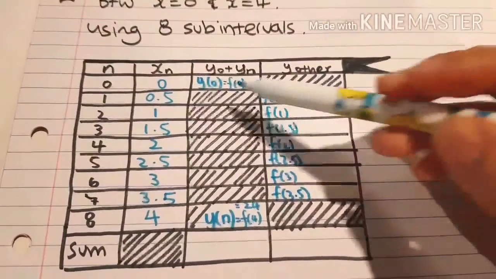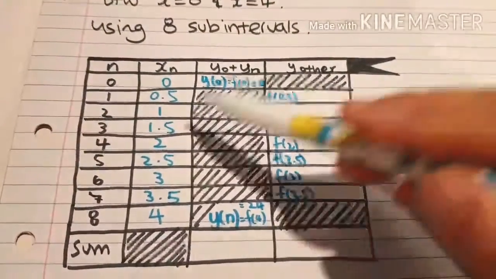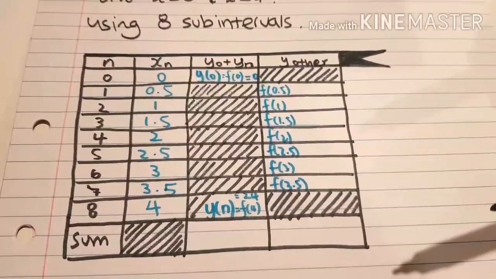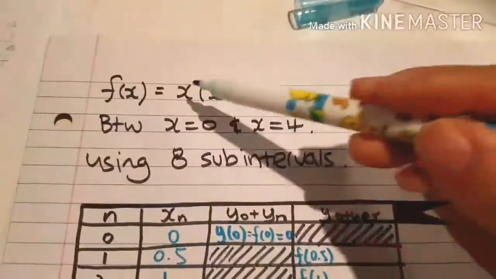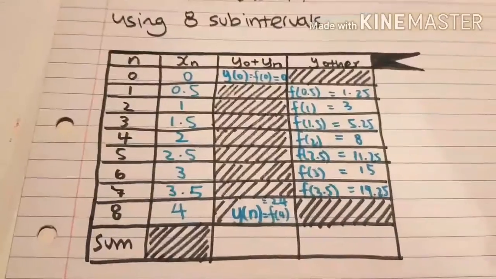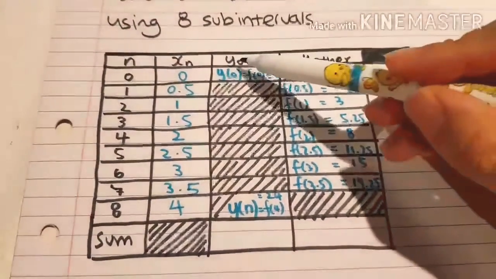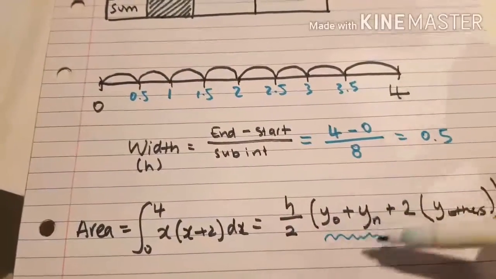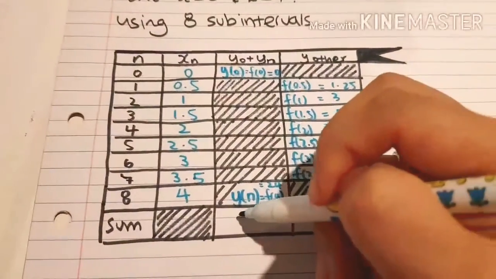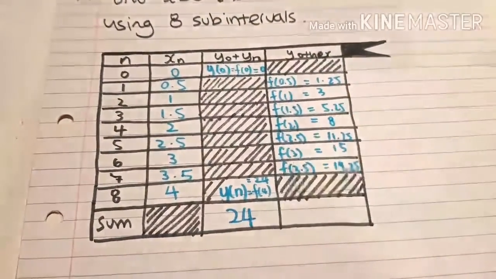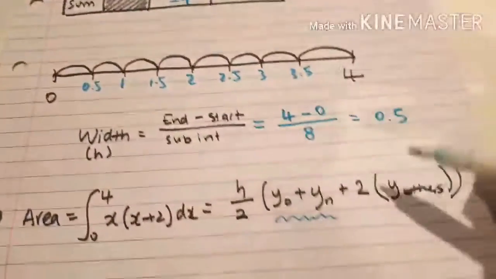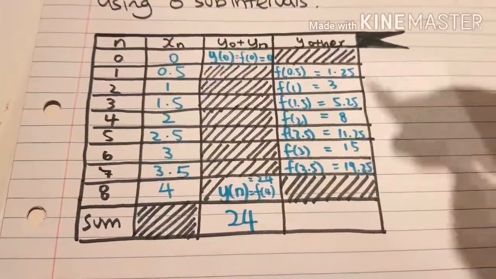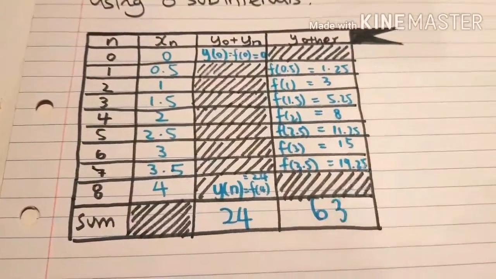I'm going to put in all the values, y0.5, 1, 1.5, and so on, till you get to 3.5. Remember putting these x values in and doing the calculation. Now I'm going to add the first and the last together: 0 plus 24 is 24. And for the other y values, I calculate all of that, which will be 63.